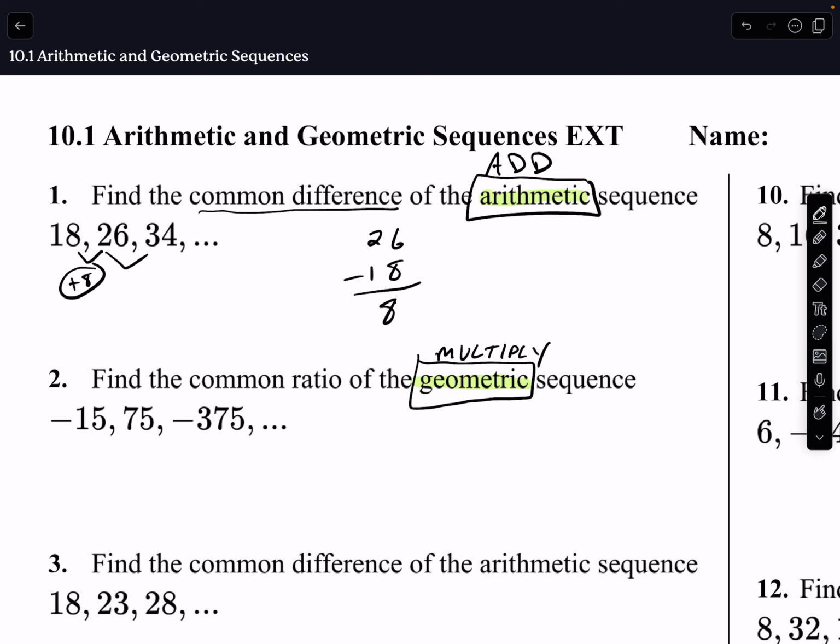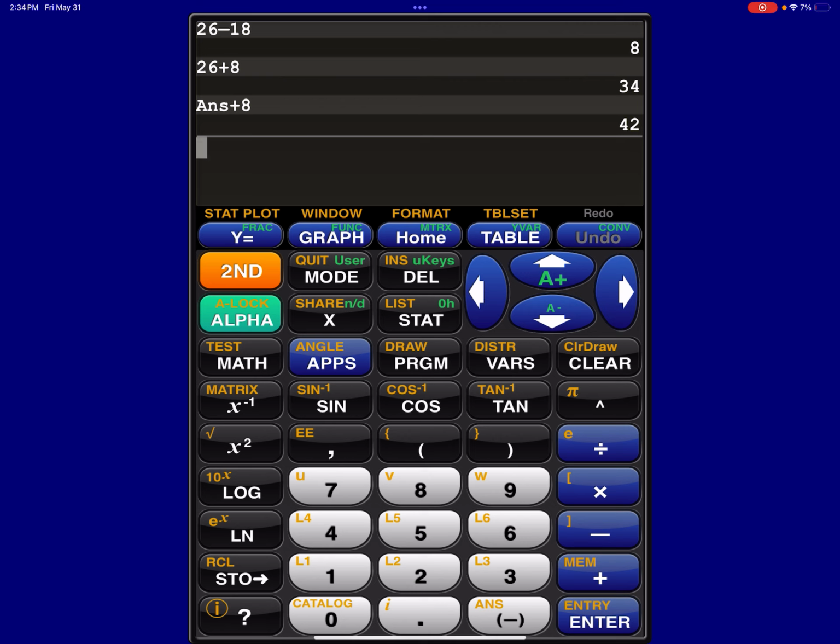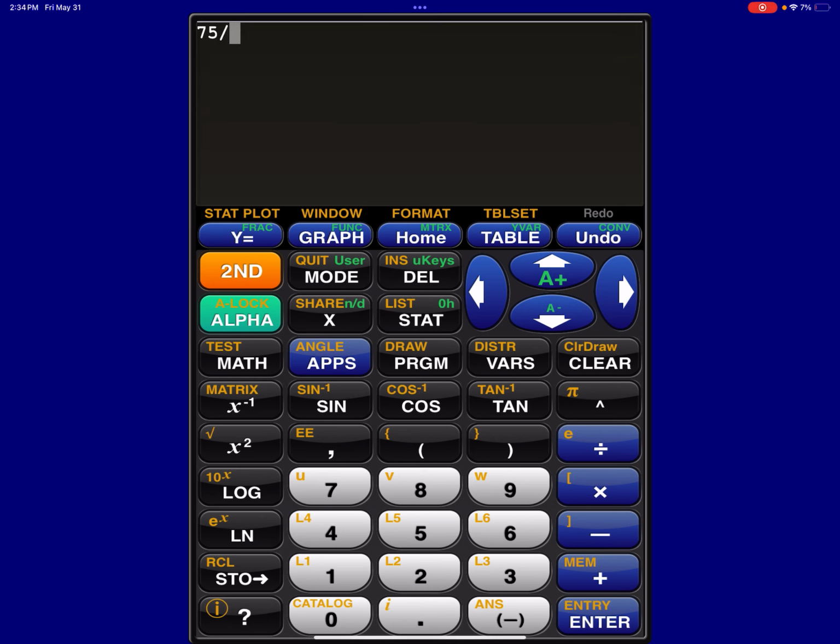Now, the difference with the geometric sequence is we're multiplying, and that's called a common ratio. So how do I get from negative 15 to 75? And then 75 to negative 375, okay? So in order to figure that out, we're just going to do 75 divided by negative 15. And again, jump to your calculator, okay? If your number sense isn't great, right? 75 divided by negative 15. Even if you do have a good number sense, just double check, okay?